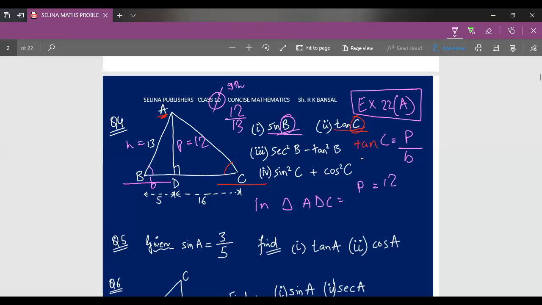Our base is equal to 16, no units required, and our hypotenuse, according to the Pythagoras theorem, 12 whole square plus 16 whole square is equal to 20 square, and solving the Pythagoras theorem we get the answer as 20. Okay, so our hypotenuse is 20. Then with respect to angle C, tan C is equal to perpendicular upon base, and our perpendicular is 12, base is 16. So tan C will be 12 upon 16, which when simplified further is 6 upon 8, 3 upon 4. So our final answer will be 3 upon 4.